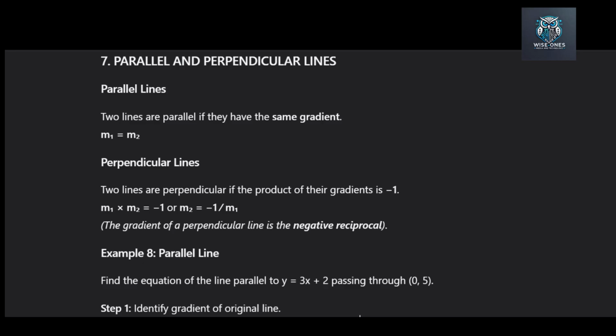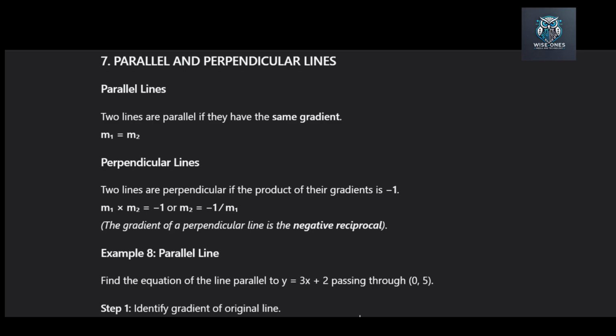Perpendicular lines are lines that meet at a right angle, 90 degrees. The product of their gradients is negative 1. So m1 times m2 equals negative 1. Or you can say m2 equals negative 1 divided by m1. We call this the negative reciprocal. You flip the fraction and change the sign.